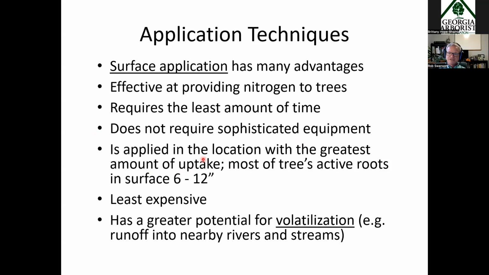It is applied in the location with the greatest amount of uptake. Most trees' active roots, again, are in the top 6 to 12 inches of the soil. These fertilizers tend to be the least expensive types of fertilizer. However, it does have a greater potential for volatilization. Remember, being pushed into a gas, it also has the greatest ability for leaching or migrating off site. So if you get heavy rainfall, it might just wash it down somewhere else.